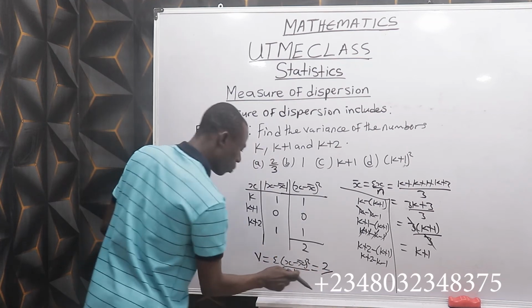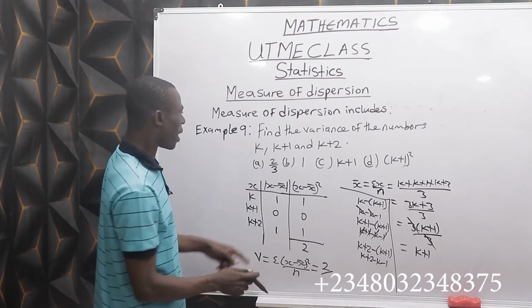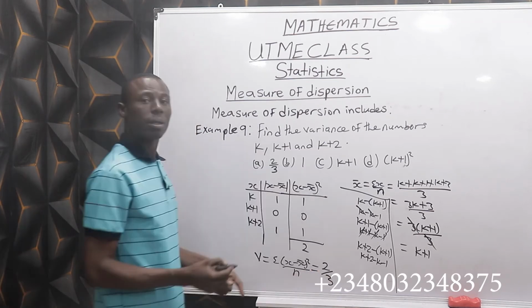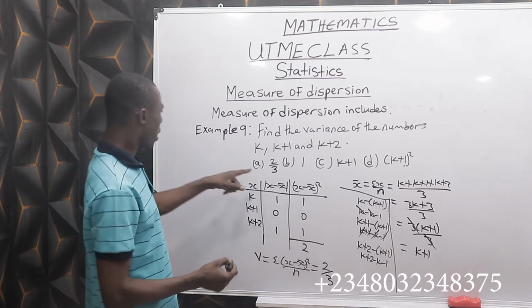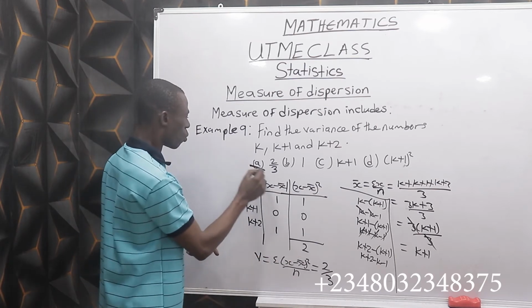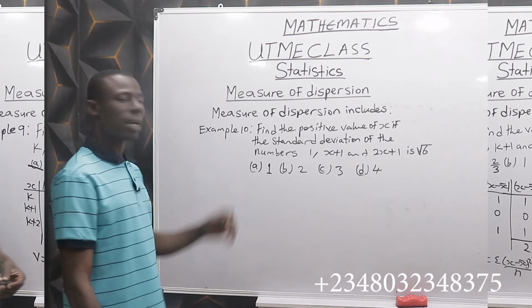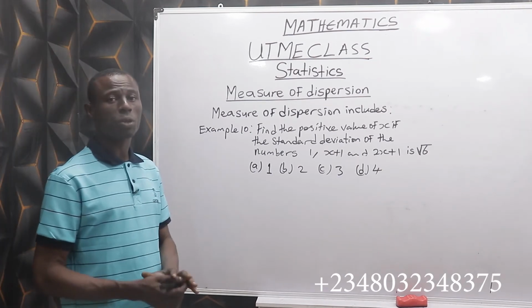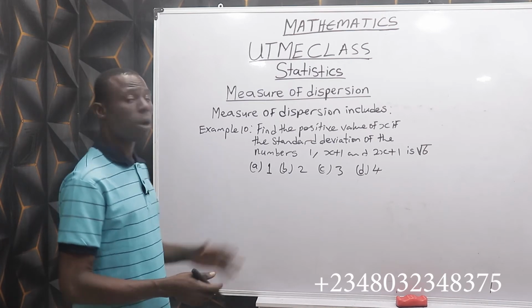Divided by n. What is n? N is the number of items. 1, 2, 3. That is 3. So the correct option here is option A, 2 over 3. Let's consider example 10, which is going to be the last example I'm going to give you under measure of dispersion.